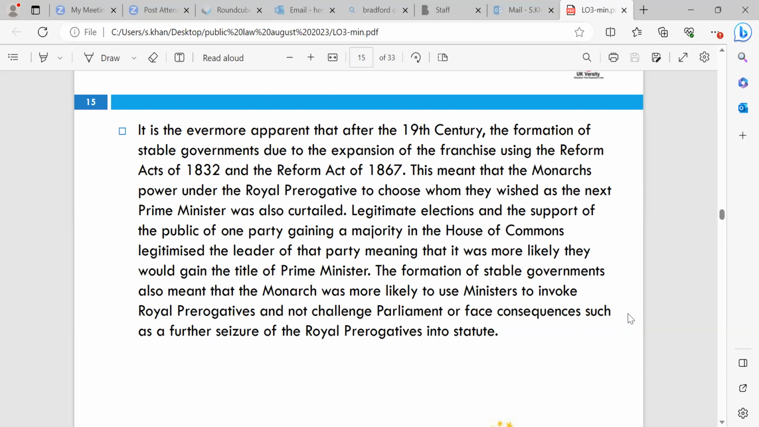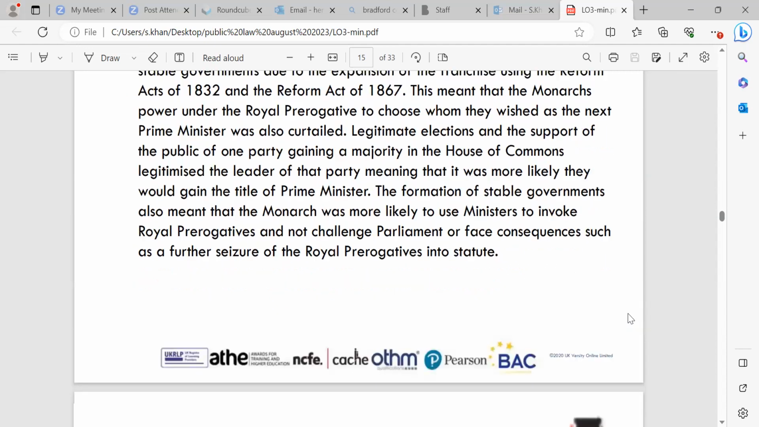Legitimate elections and the support of the public for one party gaining a majority in the House of Commons legitimised the leader of that party, meaning that it was more likely they would gain the title of Prime Minister. The formation of stable governments also meant that the monarch was more likely to use ministers to invoke royal prerogatives and not challenge Parliament or face consequences such as further seizure of the royal prerogatives into statute.